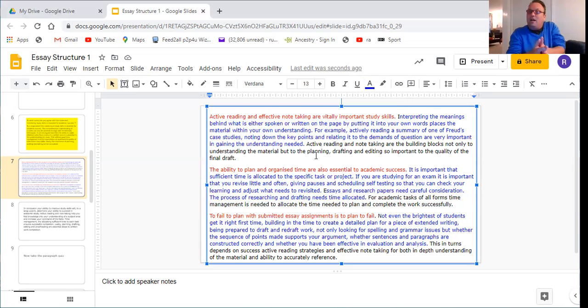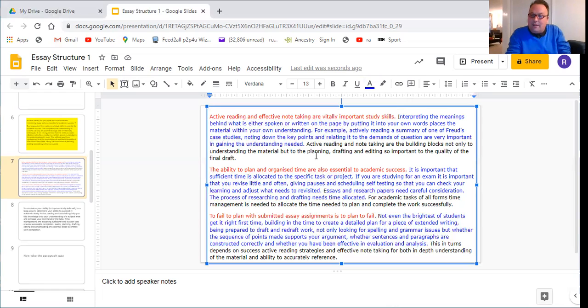So what this does is it summarizes and draws together its importance with another factor. There is a comparison being made. The combination of elements is being indicated. The next paragraph says, for academic tasks of all forms, time management is needed to allocate the time needed to plan and complete the work successfully. So again, it links, it makes a comparison, it's pulling together two different points within the essay.